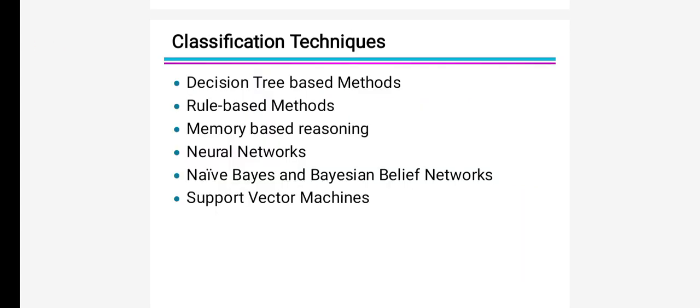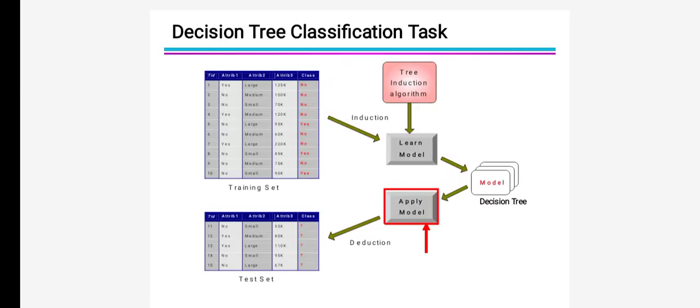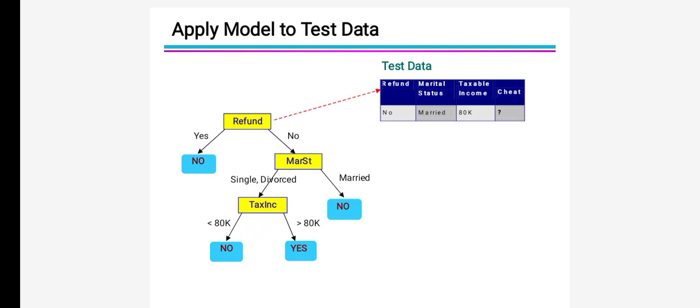Classification techniques include decision tree-based methods, rule-based methods, memory-based reasoning, neural networks, naive Bayes and Bayesian belief networks, and support vector machines. Here is an example of a decision tree, with a categorical class such as married or single, as in the chart you can see here. Now you can see the decision tree classification task: tree induction algorithm, learn model, apply model, and decision tree. Now here we can see applying the model to test data: refund, no, or marital status, taxable income.